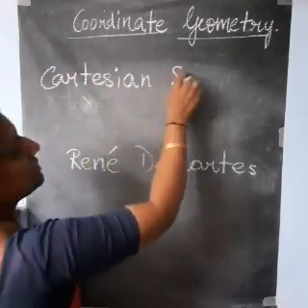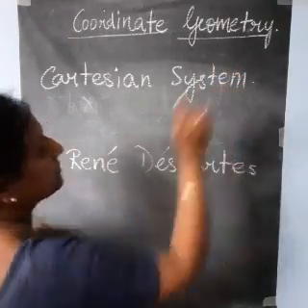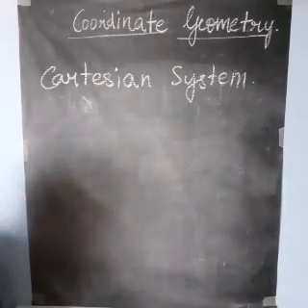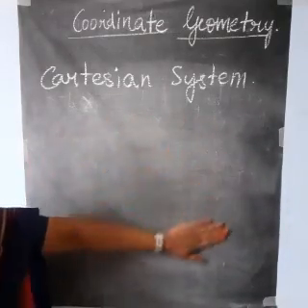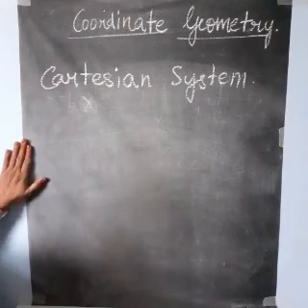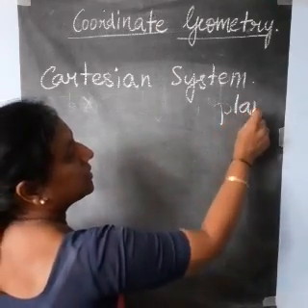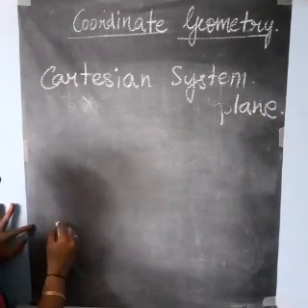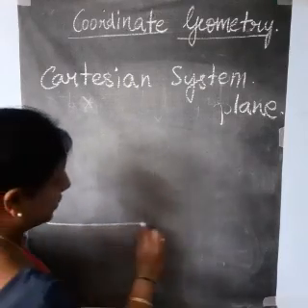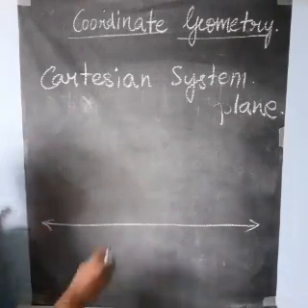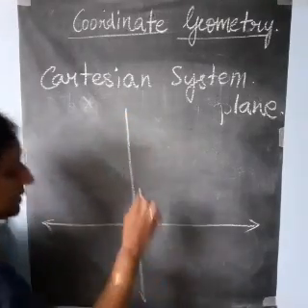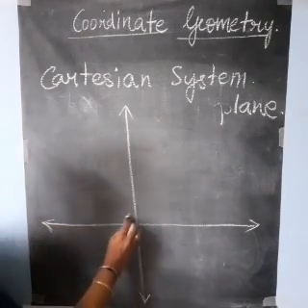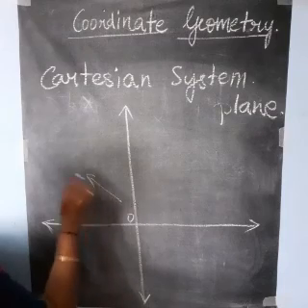In the Cartesian system, supposing this is the plane, we call this the Cartesian plane. What is this called? The Cartesian plane. Now on the Cartesian plane, just like the number line, he had two lines. He had one horizontal line, and he had a vertical line.